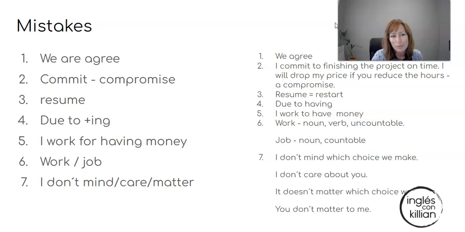Next mistake, number 5, "I work for" plus ing. In this case, the "for" is a mistake. You have to use the verb in infinitive. I work to make money. I get up early to exercise or in order to exercise. But "for exercising," no. Okay?